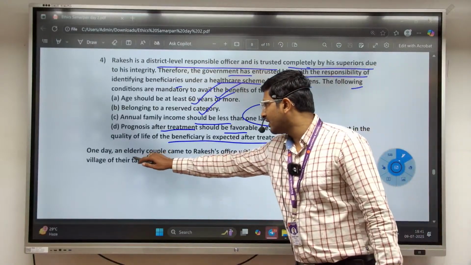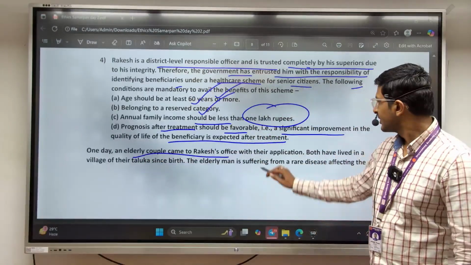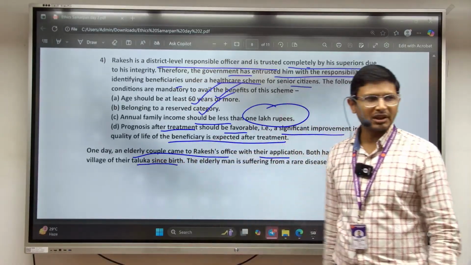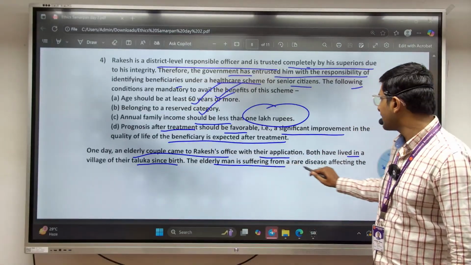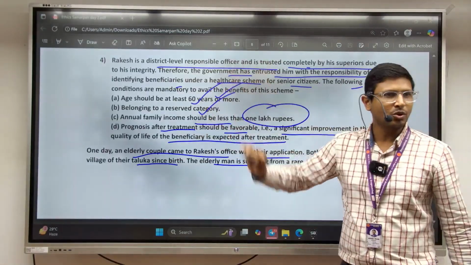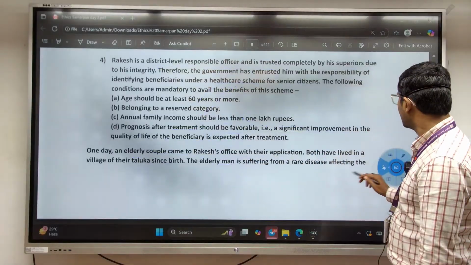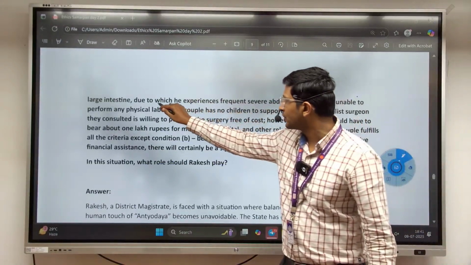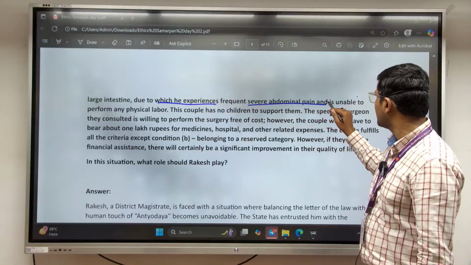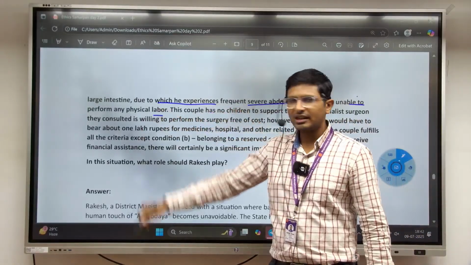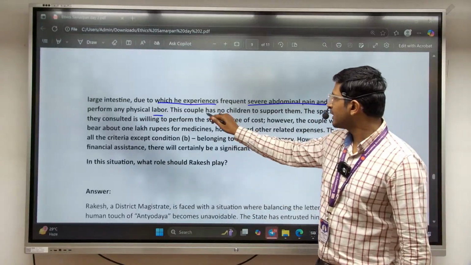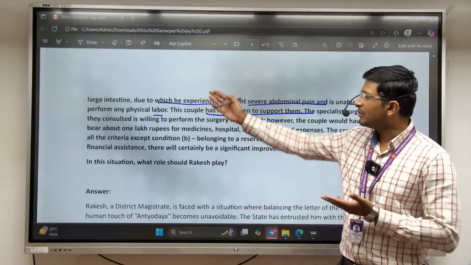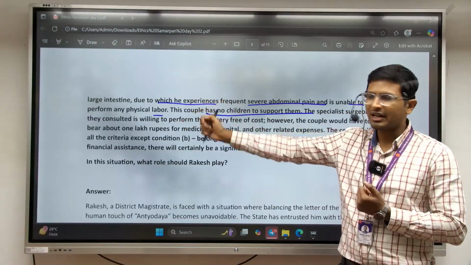Once an elderly couple comes to Rakesh's office with their application, both have lived their life in a village of their taluka since birth. The elderly man is suffering from a rare disease. तो qualified तो हो रहा है आदमी, okay, compensation के लिए. He is affected by a rare disease of the large intestine, due to which he experiences frequent severe abdominal pain and is unable to perform physical labor. Then this couple has no children to support them. मतलब अभी देना ही पड़ेगा क्योंकि चिल्ड्रेन भी नहीं है और कुछ काम भी नहीं कर पा रहा है, लिखा है खुद कुछ काम नहीं कर पा रहा है बीमारी की वजह से.